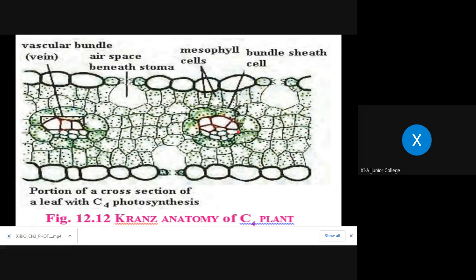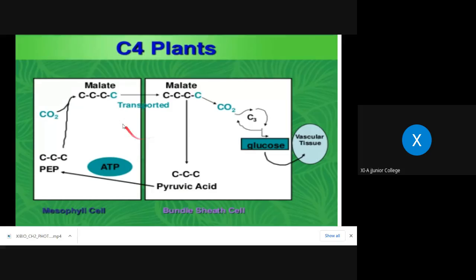So these are the two reactions. Now what is the pyruvic acid which is produced? That is transported again to the mesophyll cells, where it gets converted into phosphoenol pyruvate. This pyruvic acid gets converted into phosphoenol pyruvic acid, or phosphoenol pyruvate, which then again accepts CO2. This is the first CO2 acceptor in mesophyll cells. So this is what you need to remember.